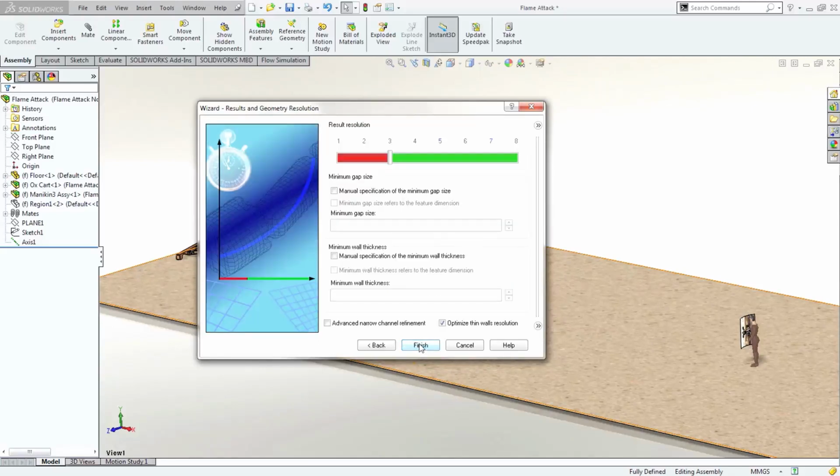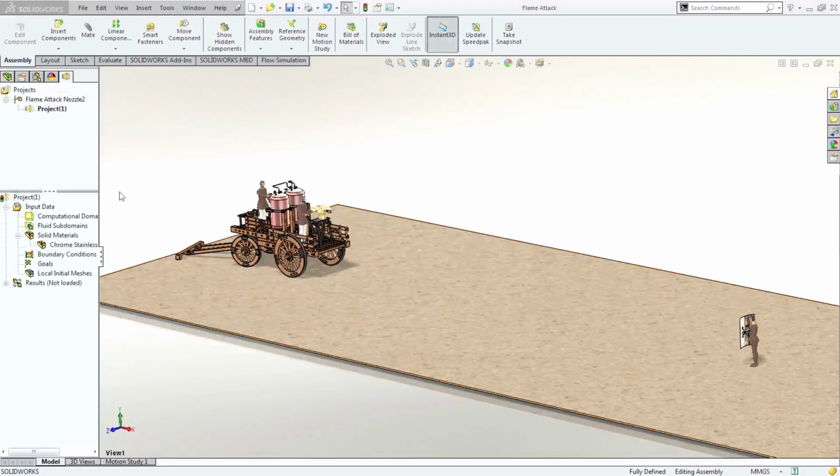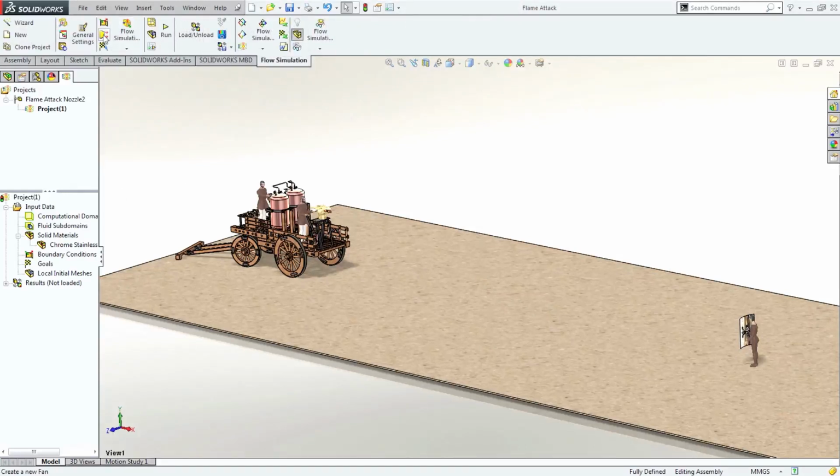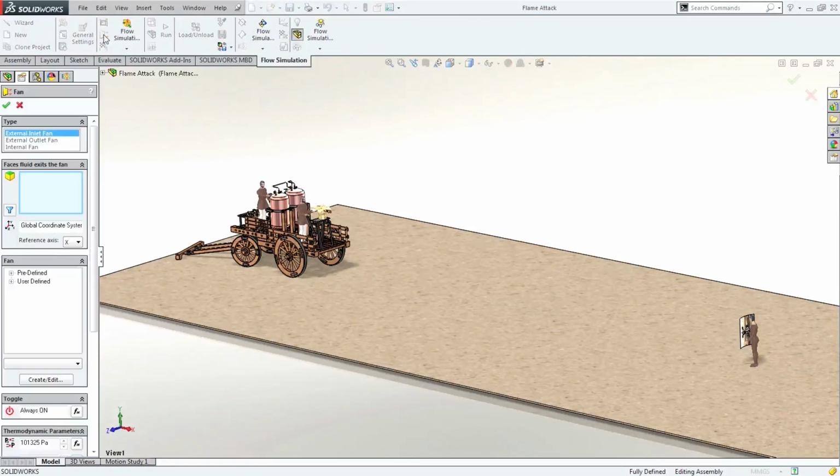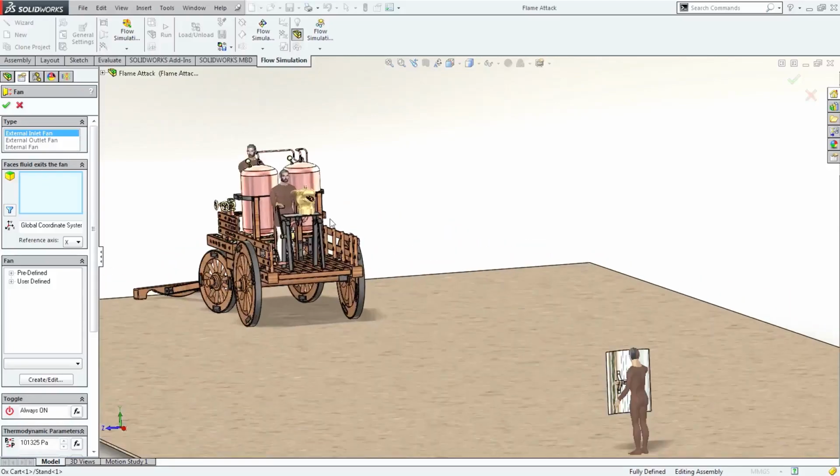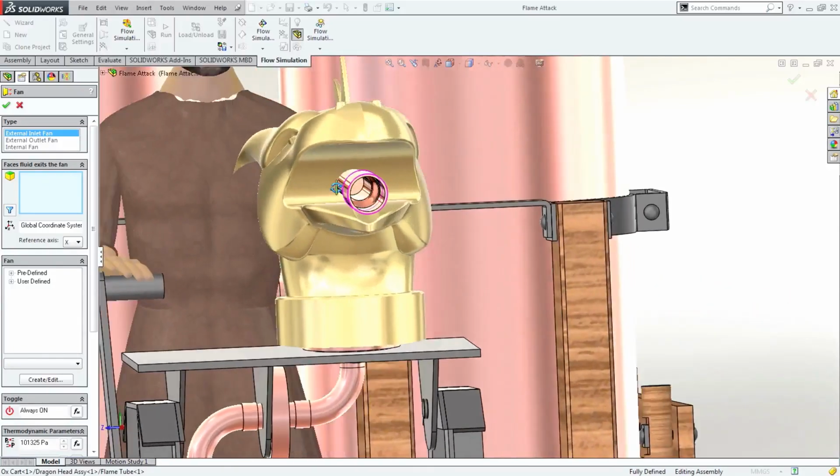The last step in setting the basic mesh settings, Johnny turns on the advanced narrow channel refinement and optimized thin wall resolution features to create a high-quality mesh around the flame nozzle and the foot soldier and his shield. Johnny now adds the flame attack. He uses a fan and the dragon flame material he also created previously to mimic the flame leaving the dragon's mouth.